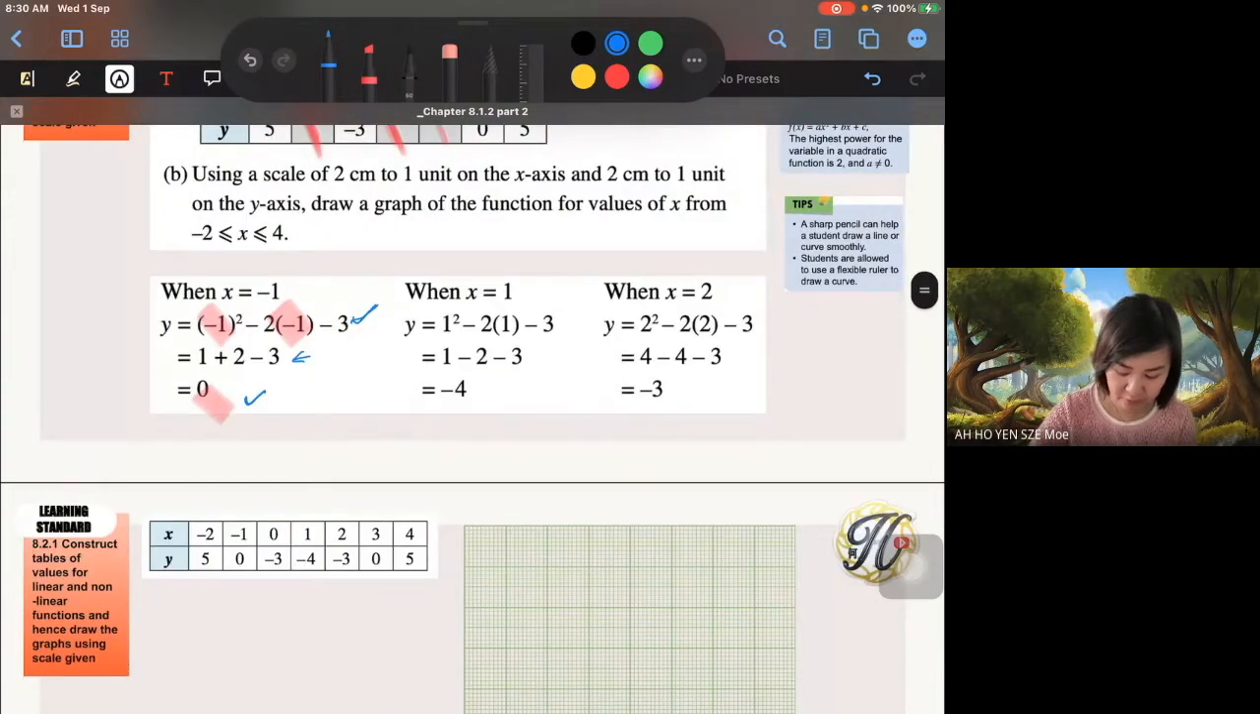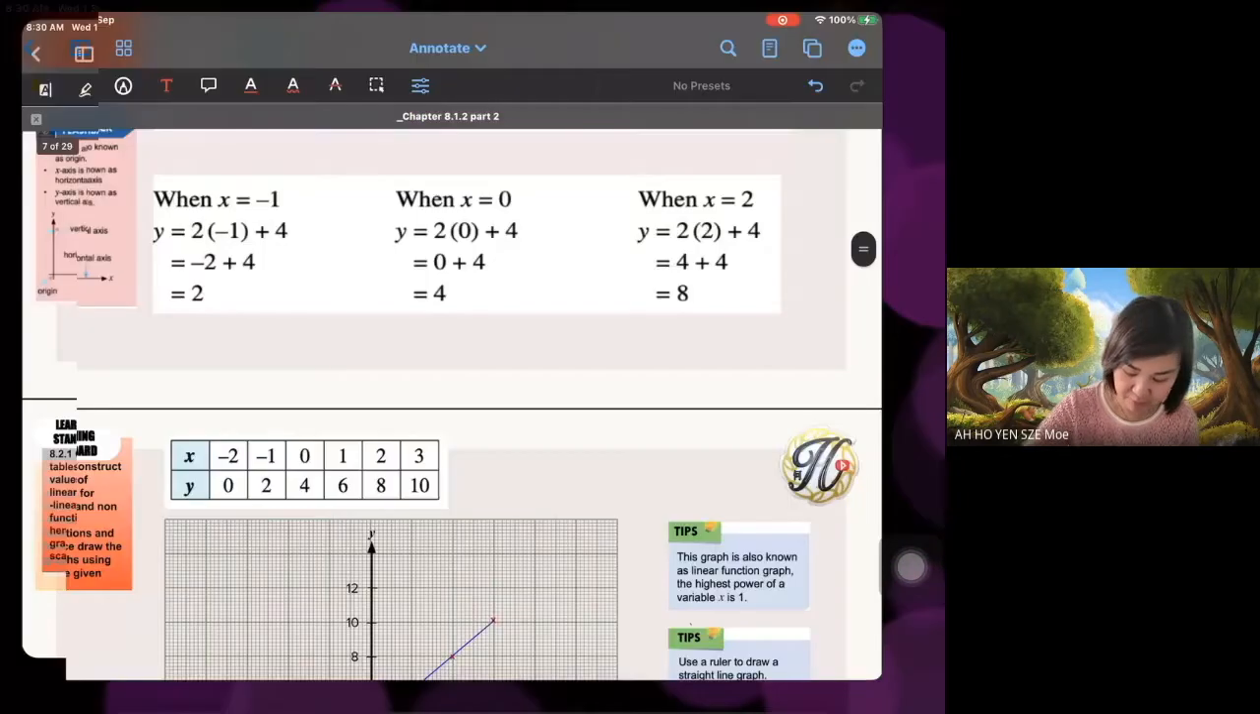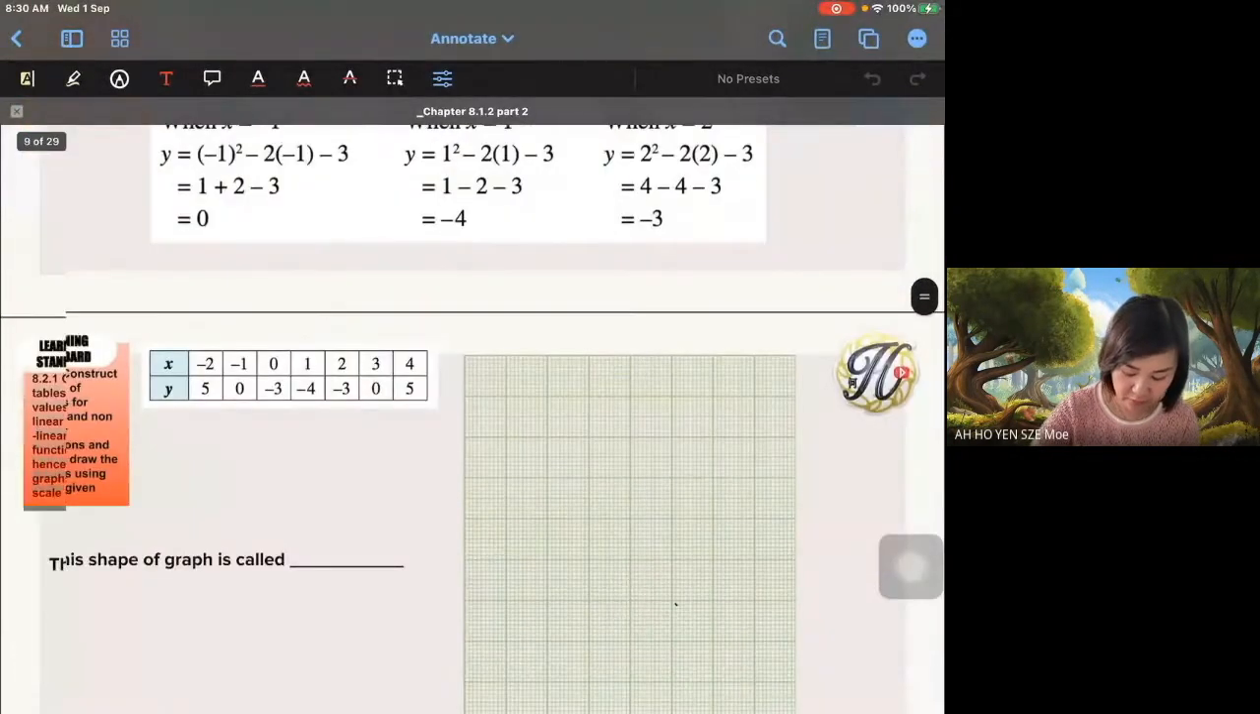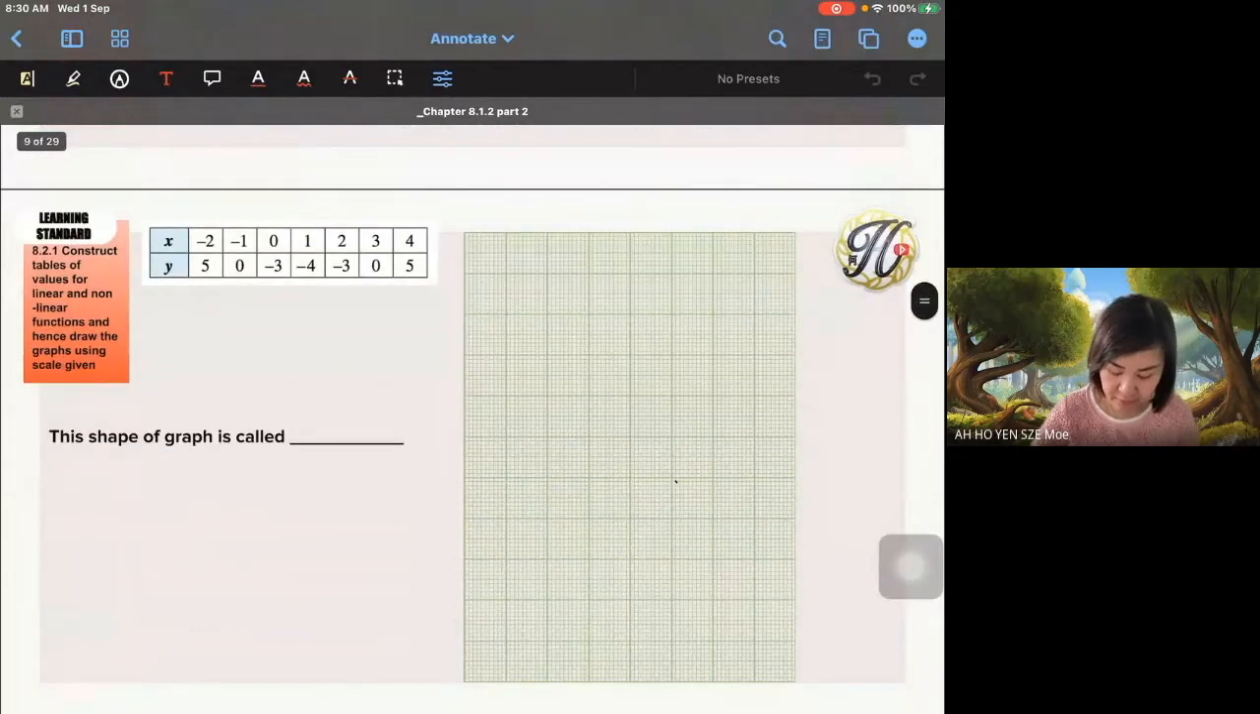Okay, now we go to our 8. Why? What happened? Aduh, why is it stuck again? Okay, so sorry. Okay, so then we go to the next one. Okay, this is the one.